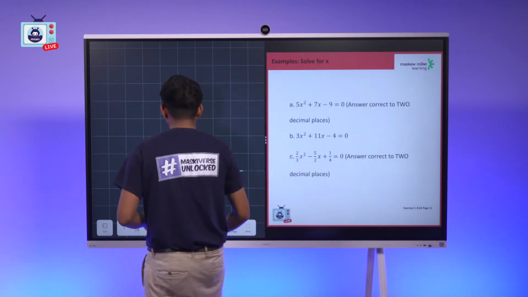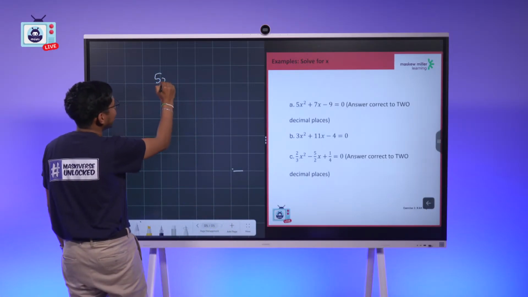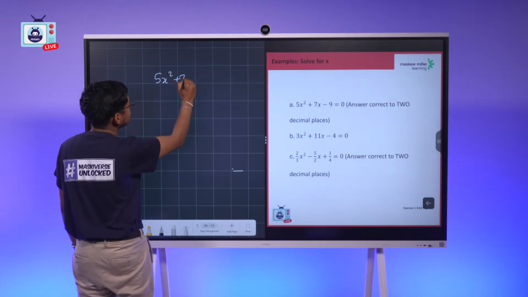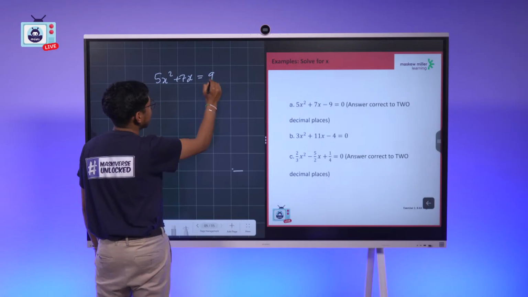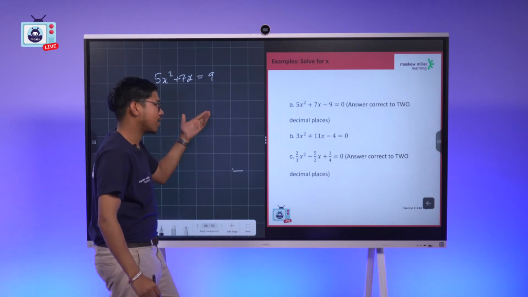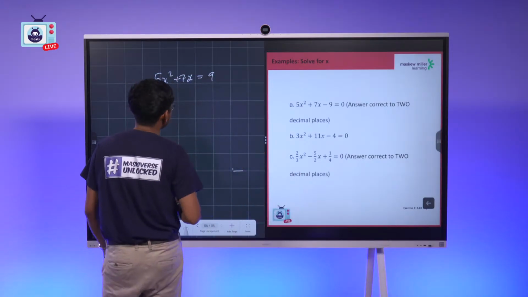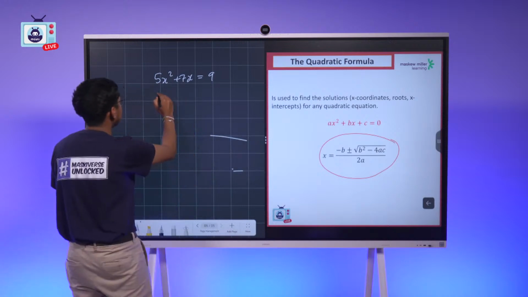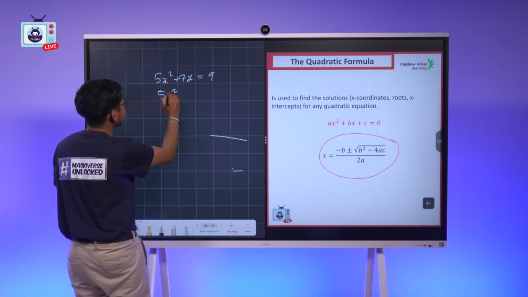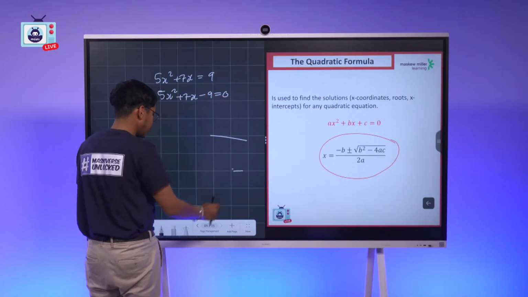An example of it not being in standard form can be as follows. They can give us 5x squared plus 7x, right? And then here we can have is equal to 9, right? They can give us this, and they can tell us answer correct to 2 decimal places. But our first responsibility would be to get it into this form over here. So then I would go 5x squared plus 7x minus 9 is equal to 0.